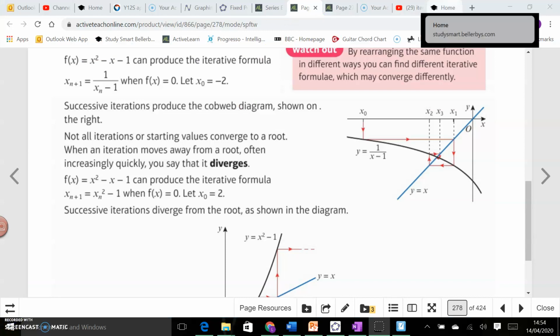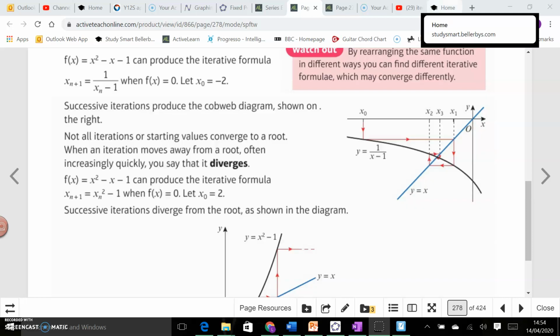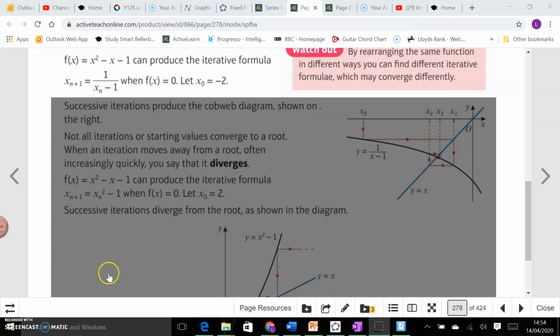So the book shows this better here. Here's the first value, minus 2. Then you put that into the curve, you go to the line which is over here, that's x1, go to the curve, that takes you to x2, go to the line, that's x3, and then round it again. And this time you get this other sort of diagram known as a cobweb diagram.